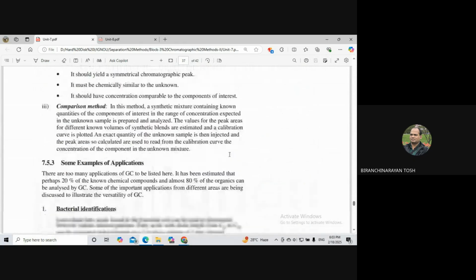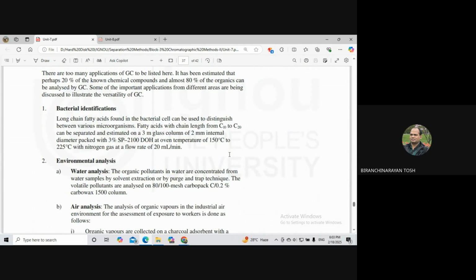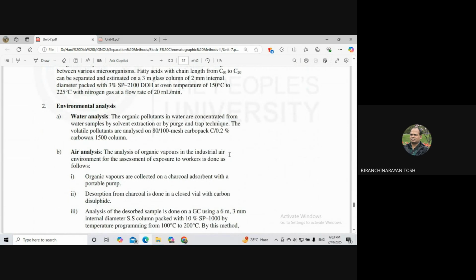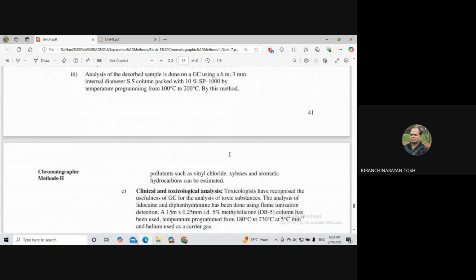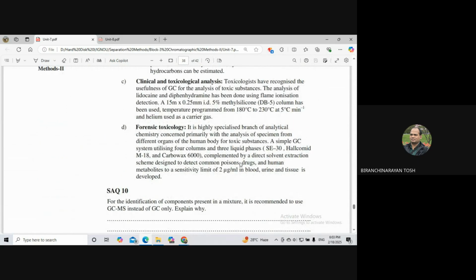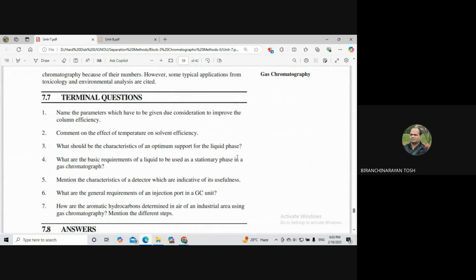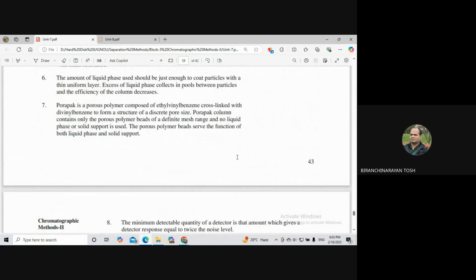Some examples, if you see, are bacterial identification. In environmental analysis, you use it for water analysis, air analysis, clinical and toxicological analysis, forensic toxicology. So these are the applications of gas chromatography. So in summary, and some questions are there.